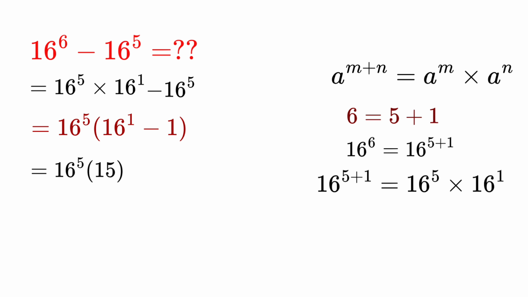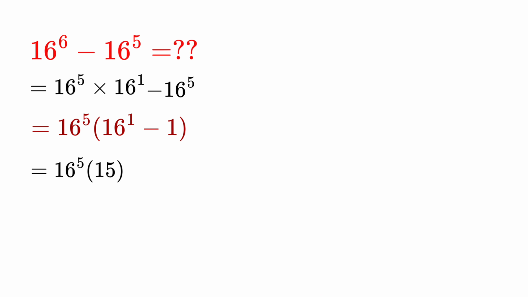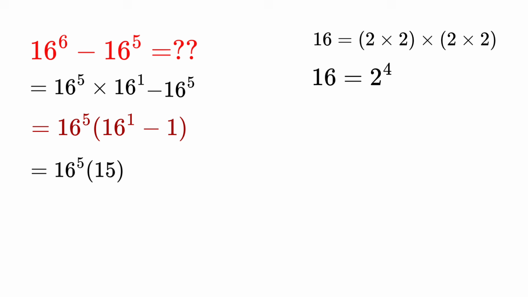Now, instead of calculating 16 to the power of 5 directly, let me ask you, what is 16 in terms of smaller numbers? Well, 16 can be written as 2 times 2 times 2 times 2, and it equals 2 to the power of 4. You see, 16 is actually 2 raised to the power of 4. This is crucial because working with powers of 2 is much easier in mathematics.